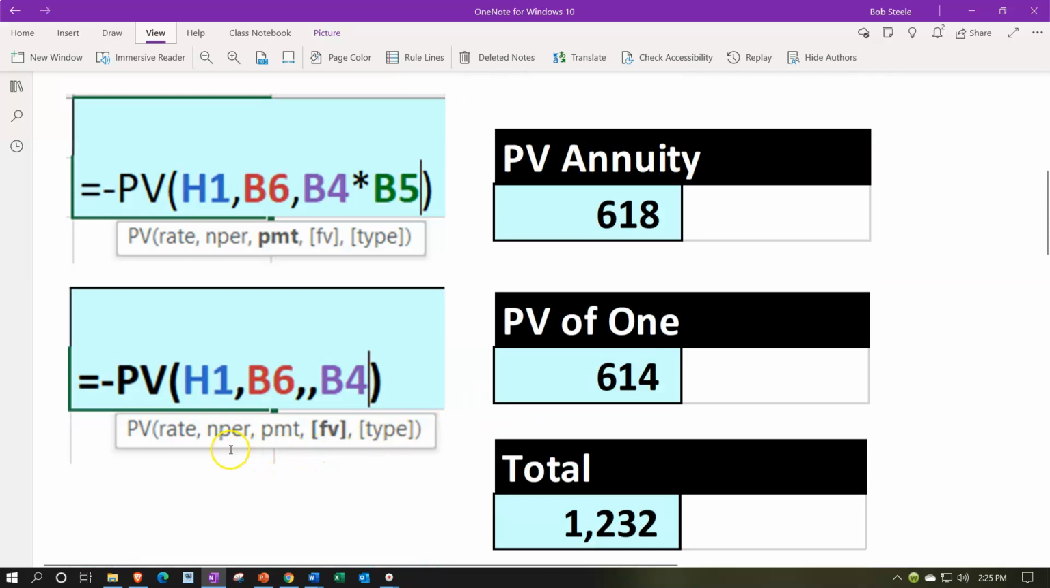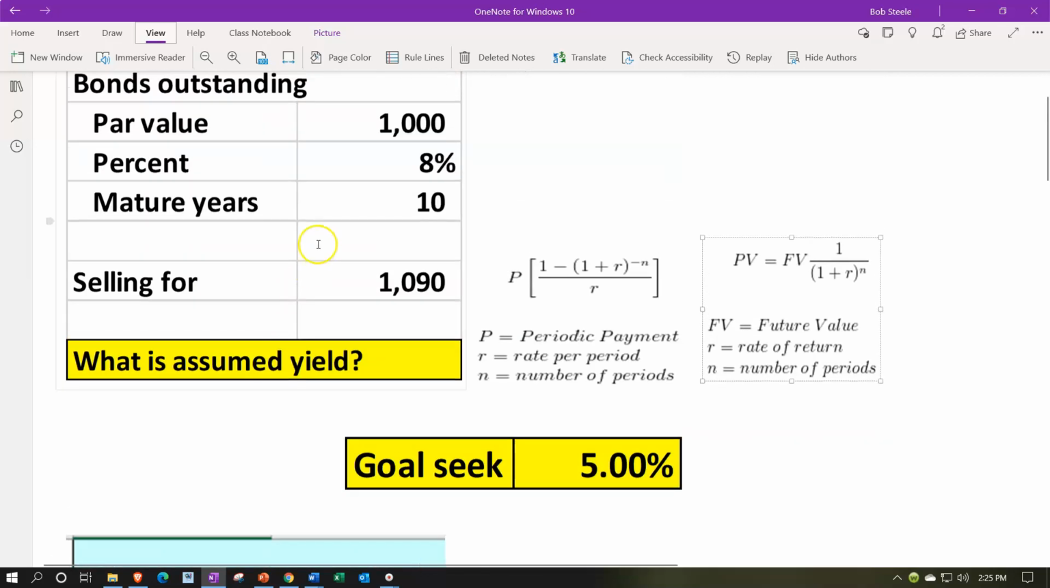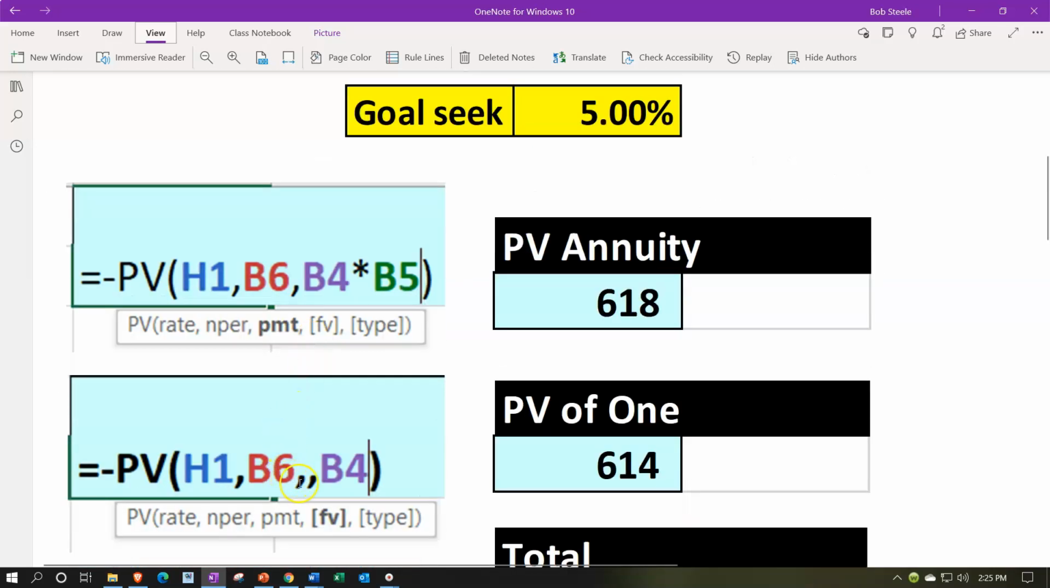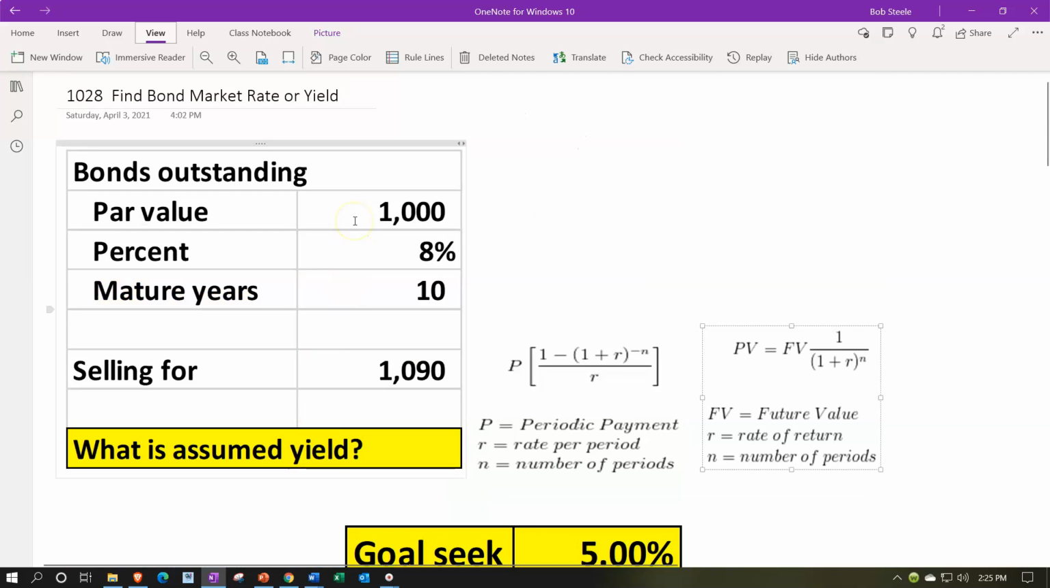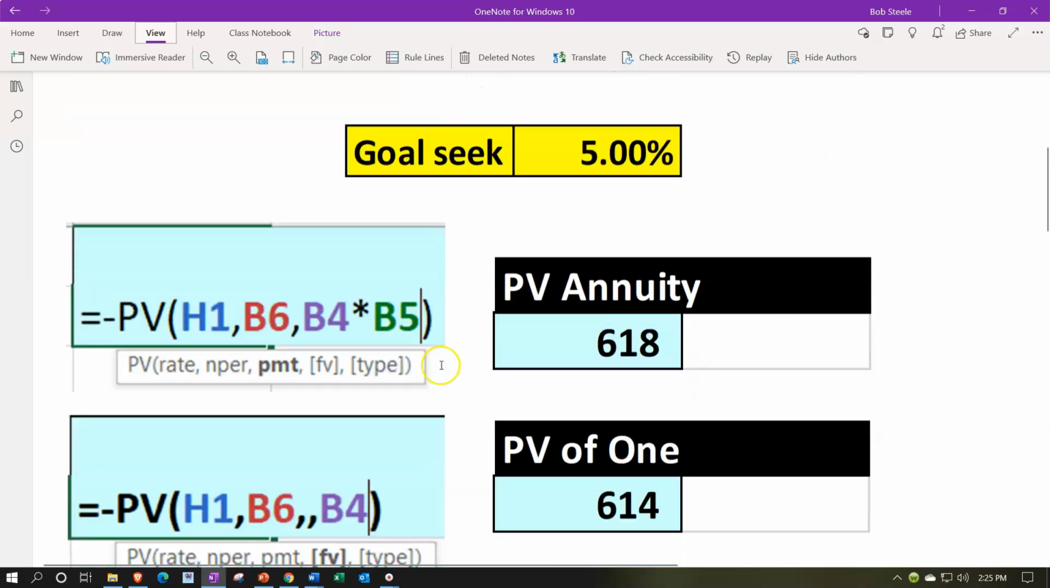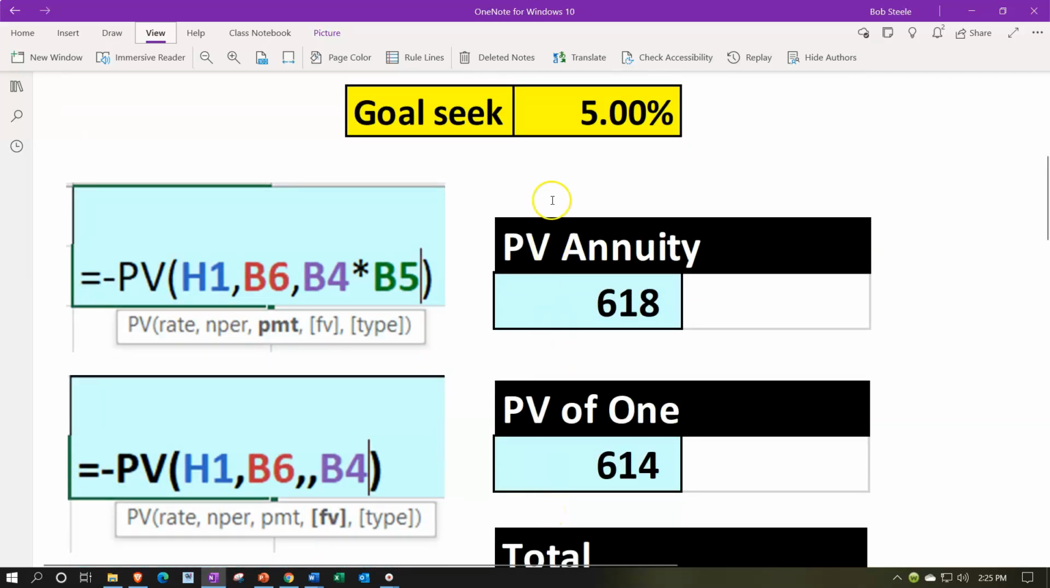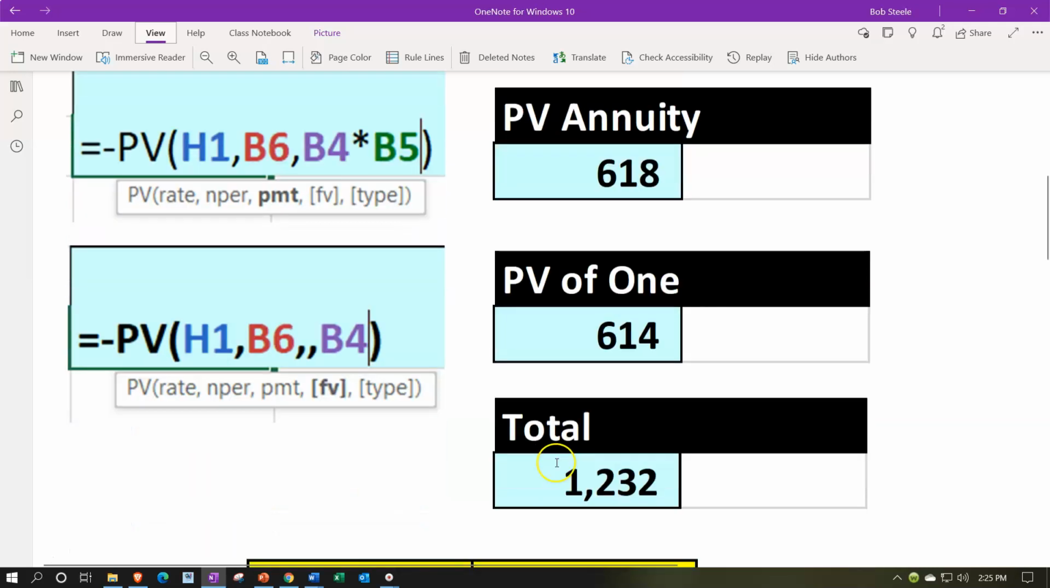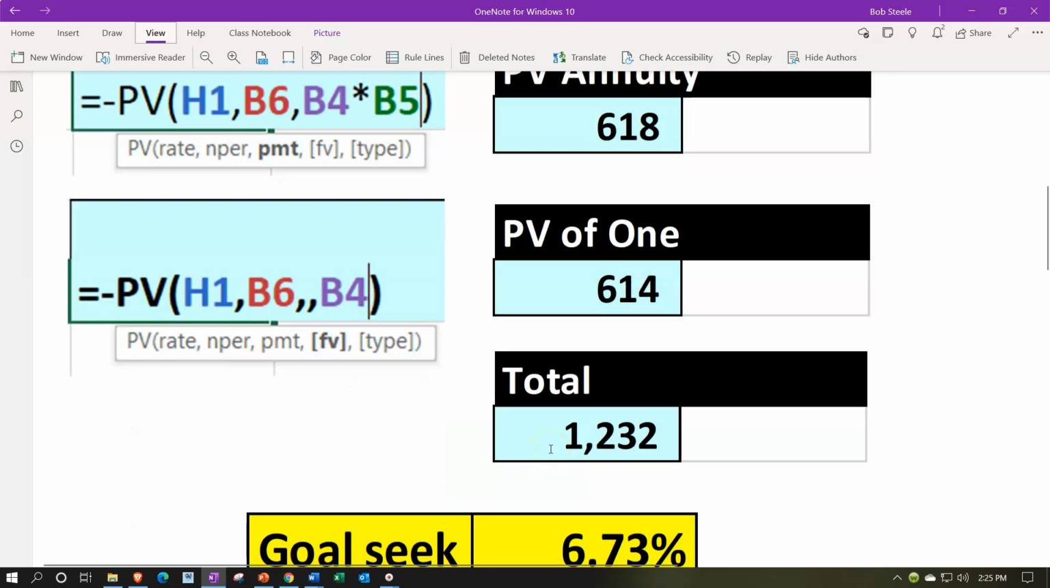and then comma, number of periods, once again 10 in our case, because it's annual, comma, comma, because this time we're talking about present value of 1, the future value, that being the 1,000. So we pull that 1,000 back to the 614. If the market rate was 5%, then the 618 plus the 614 would give us the 1,232.